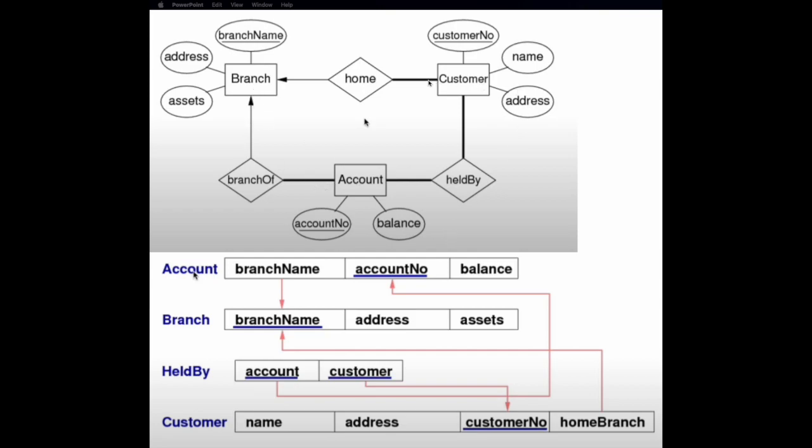Similarly, for a customer, the fact that there's a thick line means it must always be associated with a branch. So this foreign key can't be a null value either. And similarly, an account must always be associated with exactly one customer, and a customer must similarly be associated with exactly one account. Means in this held by relation table, an account can't exist on its own with a customer null value, or a customer exist with an account null value. So that can't happen either.